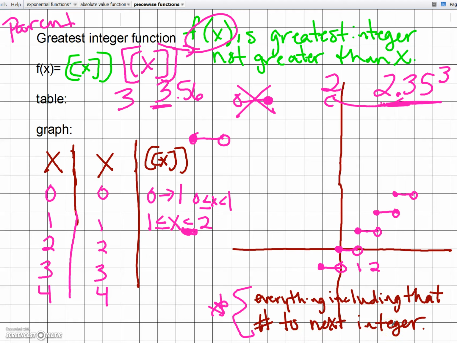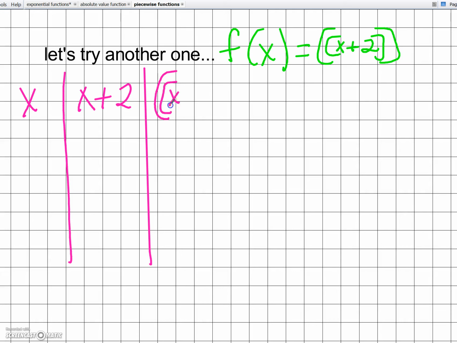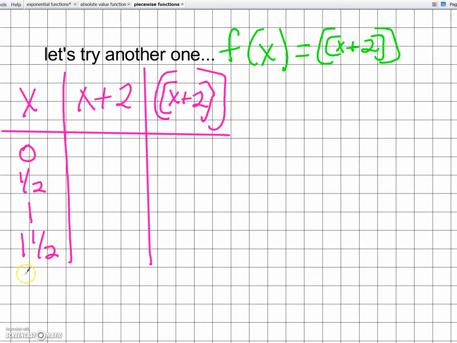Okay, so let's make a little bit more sense out of that for the next example. Okay, alright, so you're probably going to have something that looks like this. So we're going to make our chart, which is x, then x plus 2. Well, what would that look like if I wanted the greatest integer of x plus 2? Okay, so don't fret. Here we go. Alright, so let's just put some numbers in. You do not have to do whole numbers here, which is probably going to help you out. Okay, alright, so I'm just going to go 0, a half, 1, 1.5, just to give some variety here, and so you can understand it better.